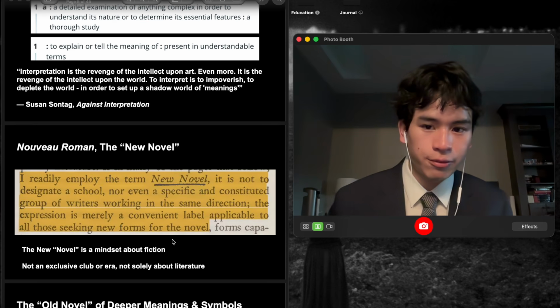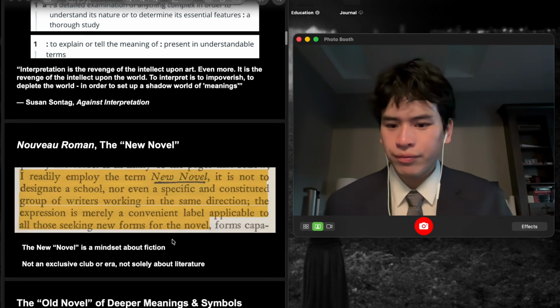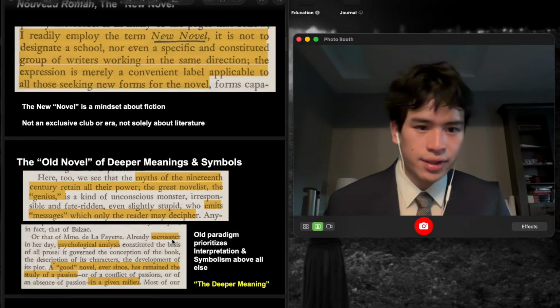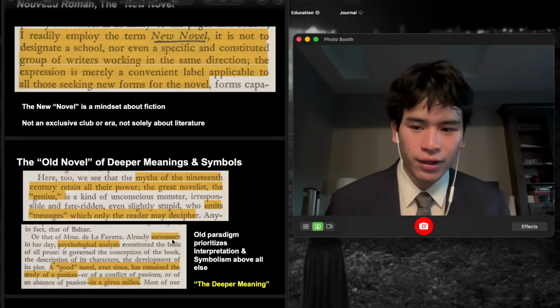So the new novel movement exists today. It's going to exist for the rest of time. It's just his way of describing that. Now, the new novel, or what he's aspiring to, kind of implies something that he's trying to move away from. And I would call this the old novel. He doesn't really use that term, but he does describe it, right?